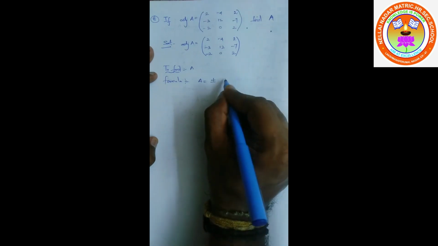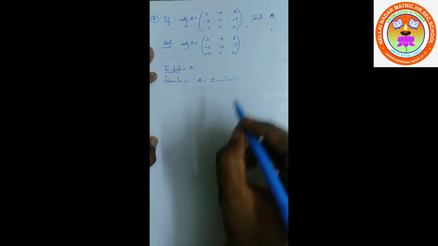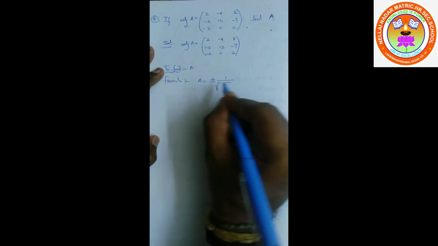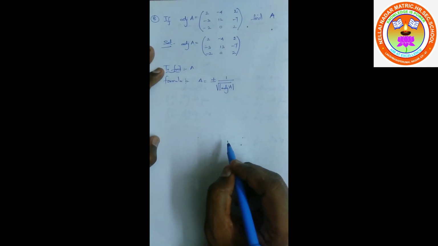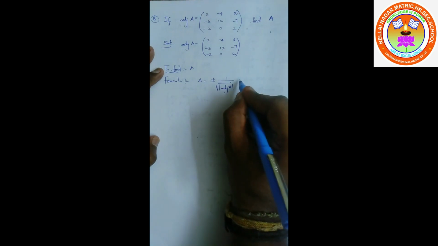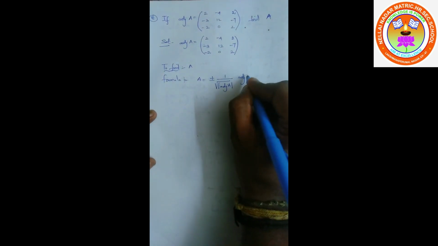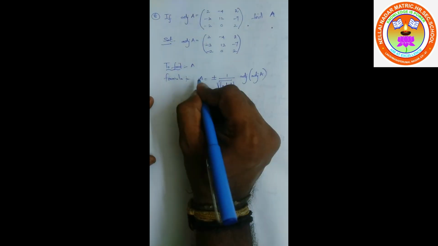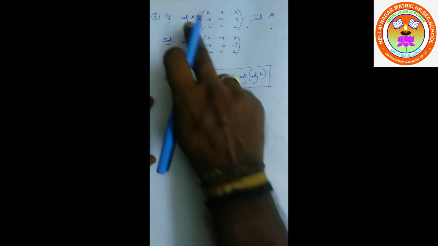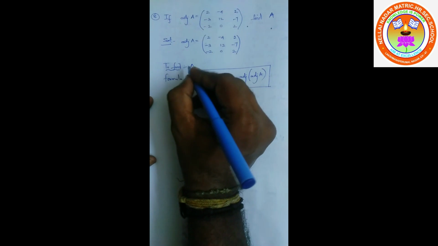A is equal to plus or minus 1 divided by square root of determinant of adjoint of A, into adjoint of adjoint of A. This is the formula. So you need to memorize this formula. I need to find A if adjoint of A is given. If adjoint of A is given, I need to find A. The formula is this one.